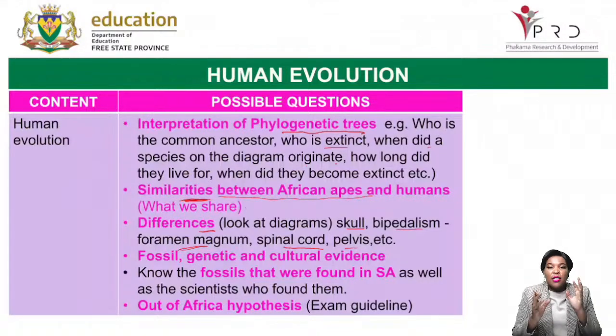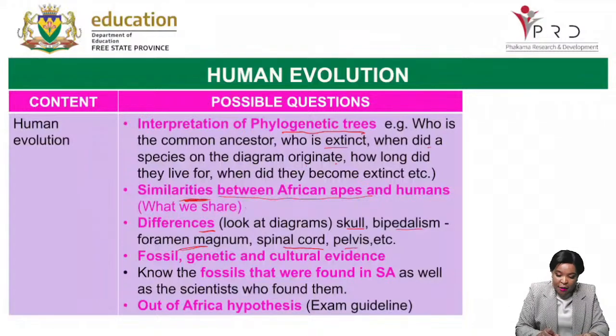You see, you must know those differences, including the palate, the arrangement of the teeth, the dentition, the diastema. You see all those things. The sizes of the canines, you must know those differences. And then fossil genetics and cultural evidence.